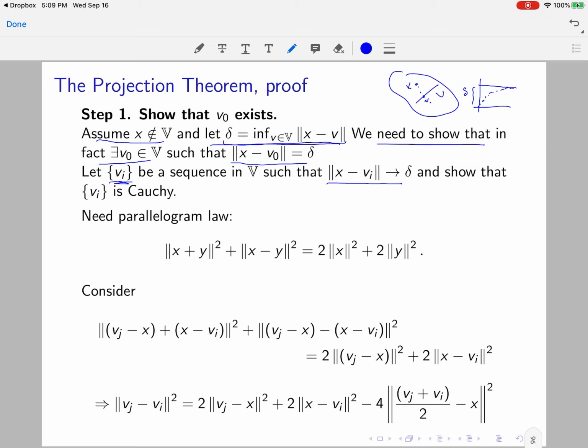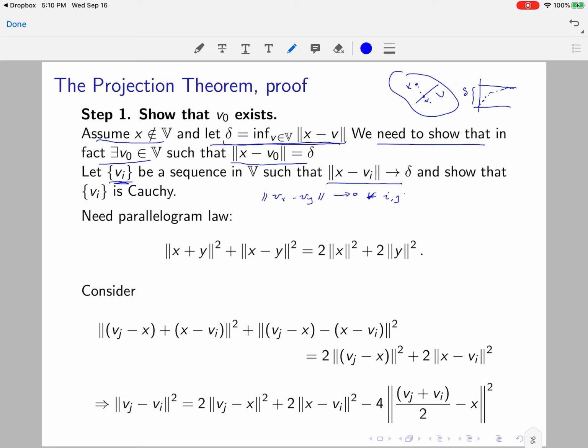And what we want to show is, in fact, that it's a Cauchy sequence, which means that since it's a Hilbert space, the Cauchy sequence will converge to an element that is inside of V. Okay, so to show it's Cauchy, we have to show that the norm of v_i minus v_j goes to 0 for any i and j.